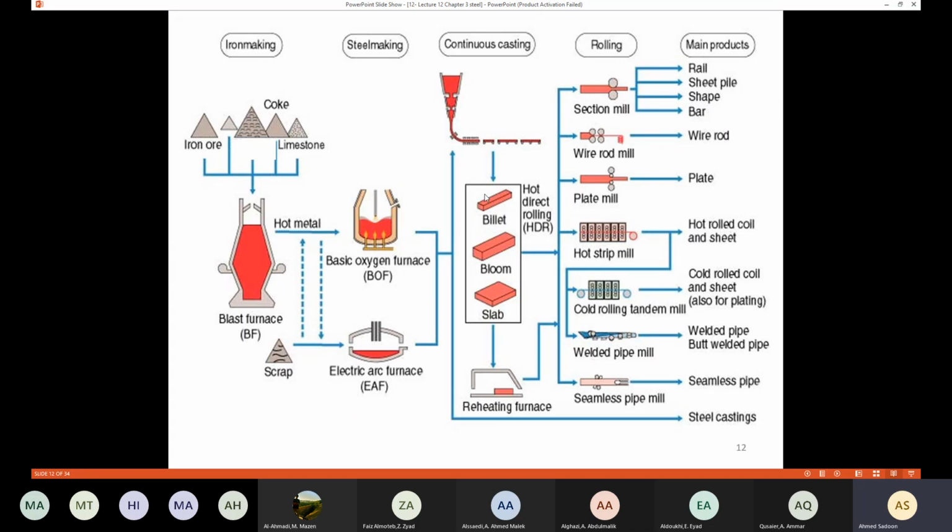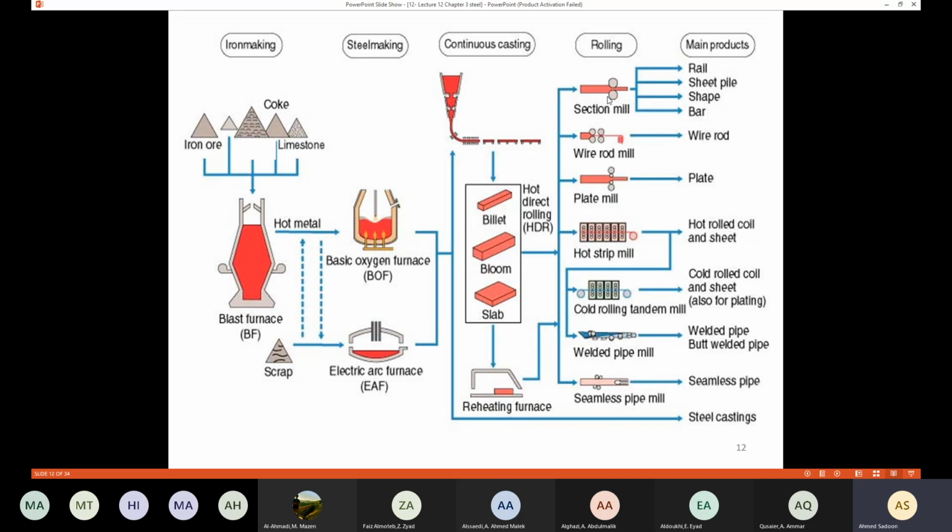Then I have two options: either to use the continuous casting, this one, or I can put the steel in ingots. If I'm going to put the steel in ingots, then later on I need to reheat the steel again, okay, so that I'm going to continue the rolling process. So here I'm going to use the continuous casting. I'm going to put the steel in shapes like this one or this one, and like that one, and then it's going to go through the rolling.